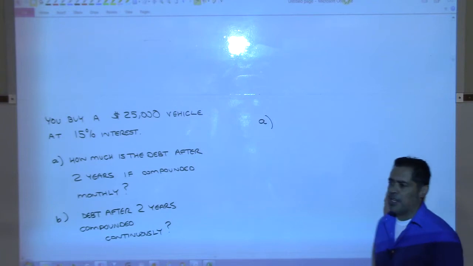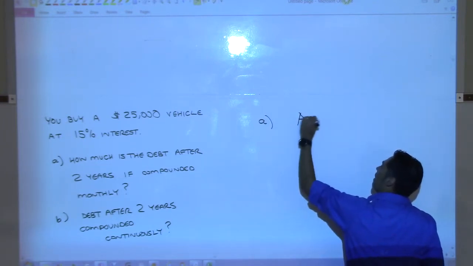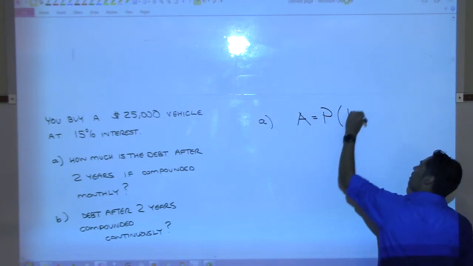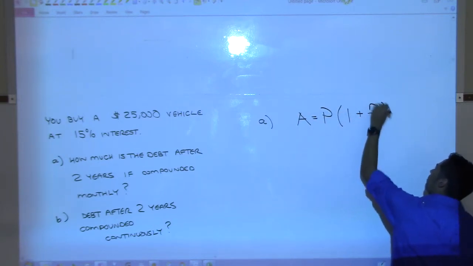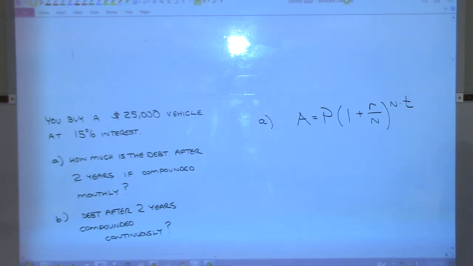So part A. Which formula are we using? First one. So I'm going to write the formula down. A equals P, parentheses, 1 plus r over n, raised to the n times t. All right, let's talk about what we know here. Do we know P?